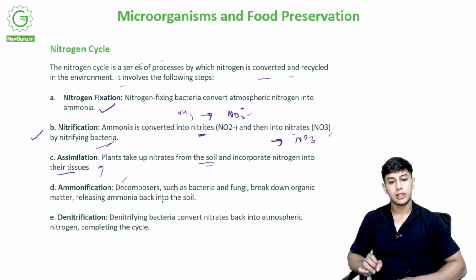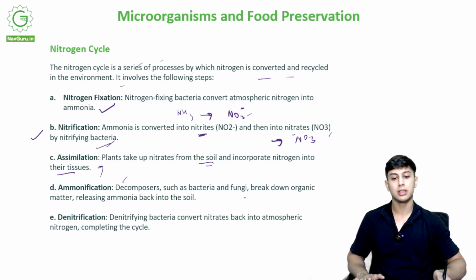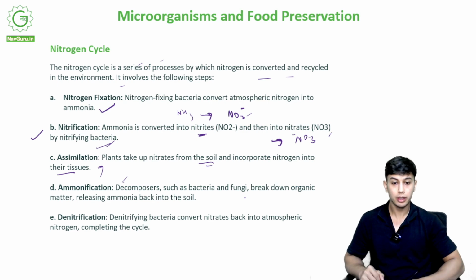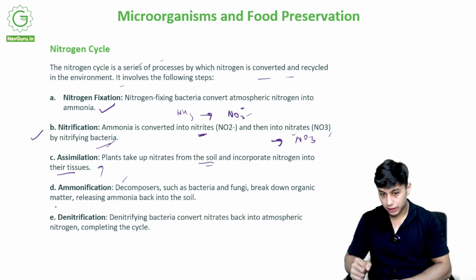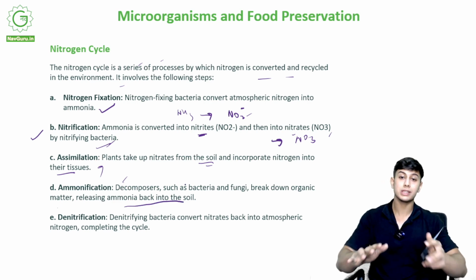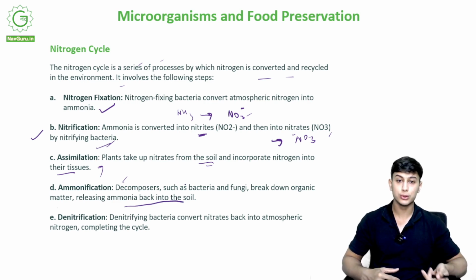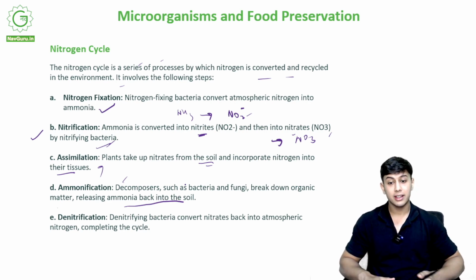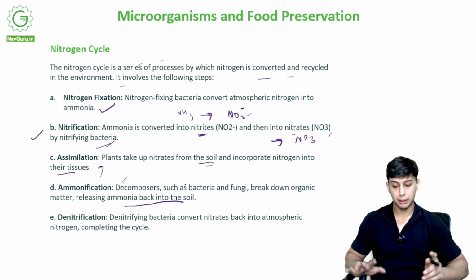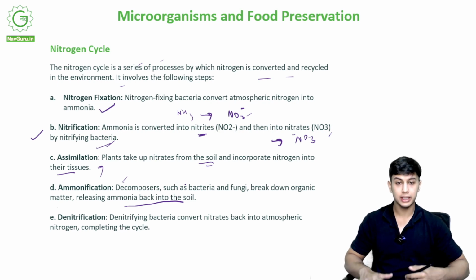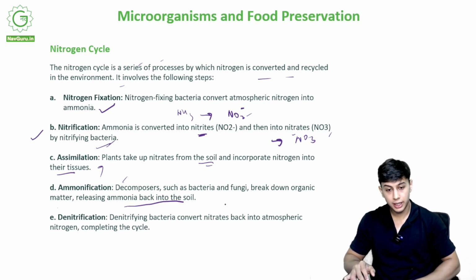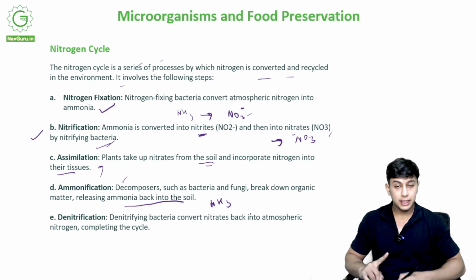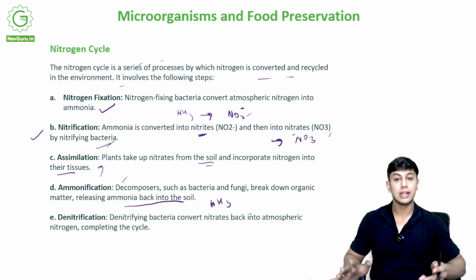Ammonification. Decomposers such as bacteria and fungi, I told you what decomposers are, degrade the dead and decaying matter. They break down organic matter, releasing ammonia back into the soil. So when a mushroom was growing and bacteria was acting on a dead animal, what are they doing? They are converting that dead body into ammonia, NH3, and this ammonia goes back to the soil, where it is absorbed by plants to grow.